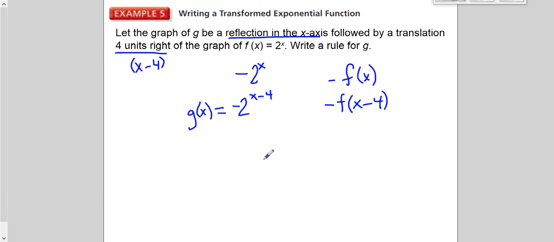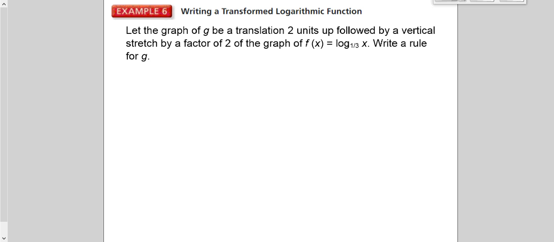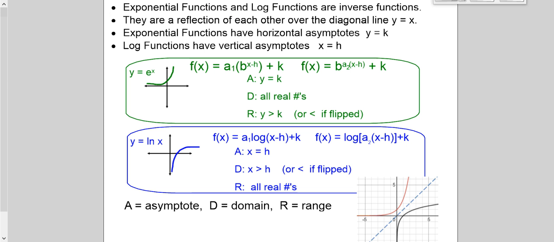All right, that's all for now. I'm running out of time. So I will have to make a part 2 video for this one. And you can try example 6. The answer to that is in your textbook.